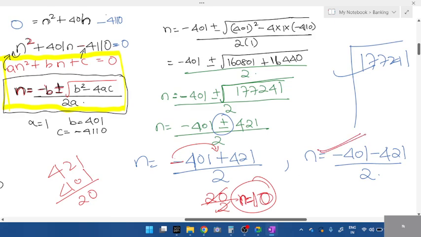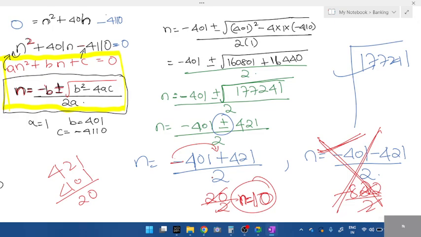This one will give you negative. You'll get minus into minus is plus, it becomes 822. So you don't have to calculate this. This is negative, just ignore it. Take the positive value, n is equal to 10. See, such a lengthy question, lengthy solution. Complete this, students. Long division we'll do tomorrow.